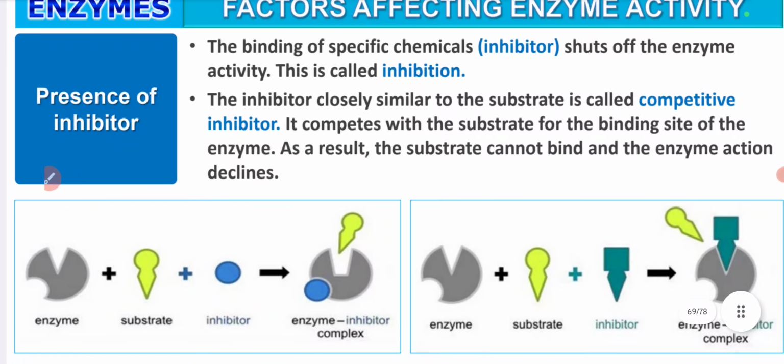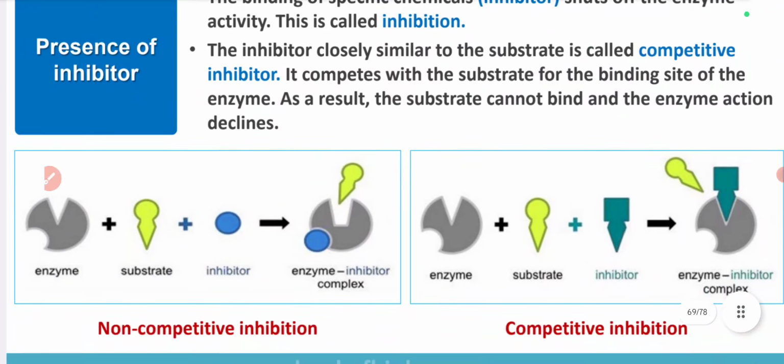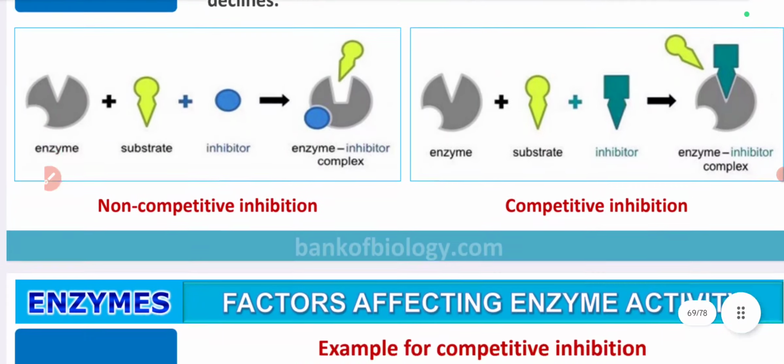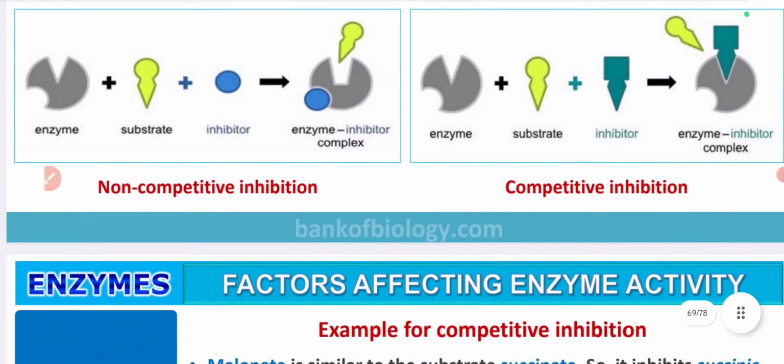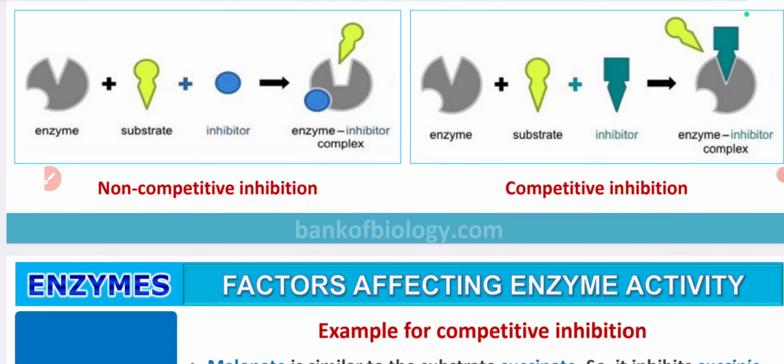Presence of inhibitor. The binding of specific chemicals, inhibitors, shuts down the enzyme activity. This is called inhibition. The inhibitor, closely similar to the substrate, is called a competitive inhibitor. It competes with the substrate for the binding site of the enzyme. As a result, the substrate cannot bind and the enzyme action declines. You can see this diagram. No competitive inhibition, and here the competitive inhibition has occurred.